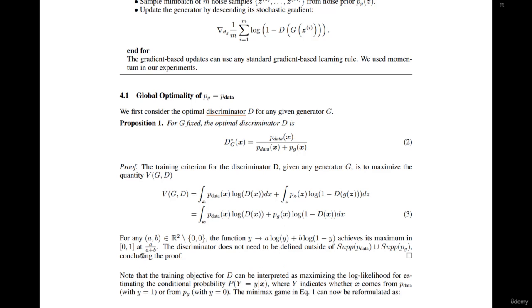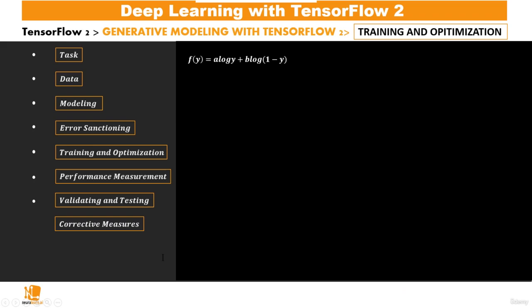Then the authors have here that for (a, b) an element of R squared, considering that a is different from 0 and b also different from 0, this function achieves a maximum at a divided by a plus b, considering that we fall in the range [0, 1]. Now let's understand exactly how we come about that.